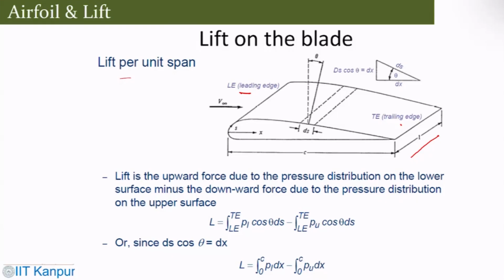One can find it by integrating the lift force from the leading edge to the trailing edge, using the components of these forces. One is PL cos theta minus PU cos theta, times ds, where ds is this small segment here. So you go from the leading edge to the trailing edge. ds cos theta is dx. So one can convert this to the integral from 0 to c of PL dx minus PU dx.